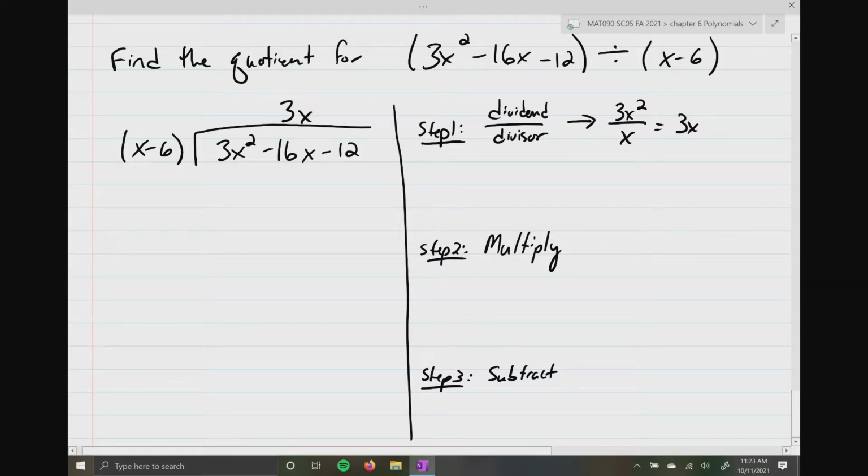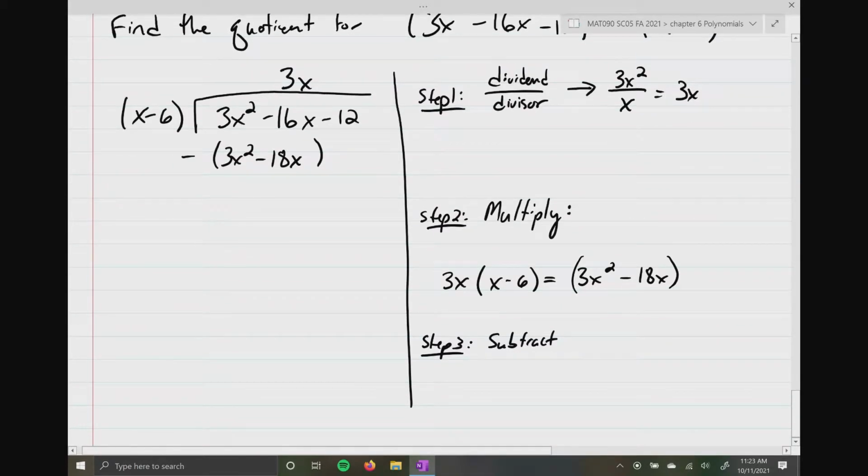Now I'm going to multiply. 3x times x minus 6. That's going to give me 3x squared minus 18x. And remember, we put that in parentheses. Now I just take that and transpose it over to my problem. Okay? Step three is our subtraction step.